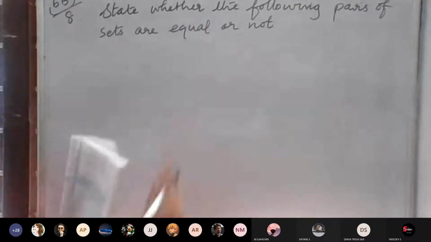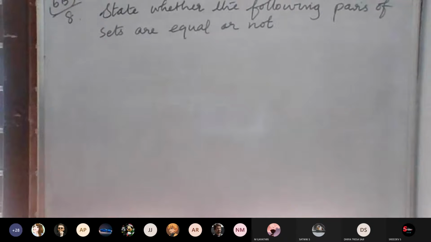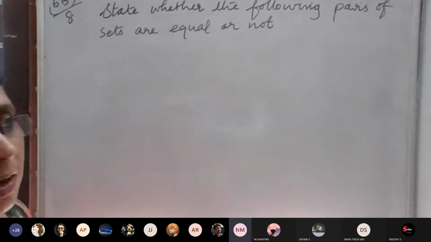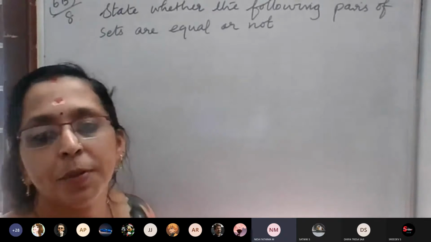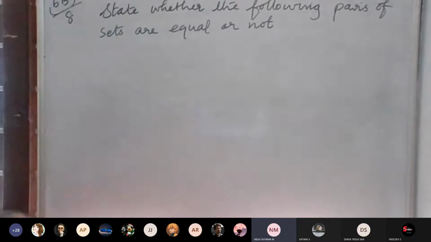Equal or not means: what is the difference between equal and equivalent? Understood now? Equivalent means the same number of elements, that is, the cardinality should be the same. It is an equivalent set. Equal means the sets should be the same.